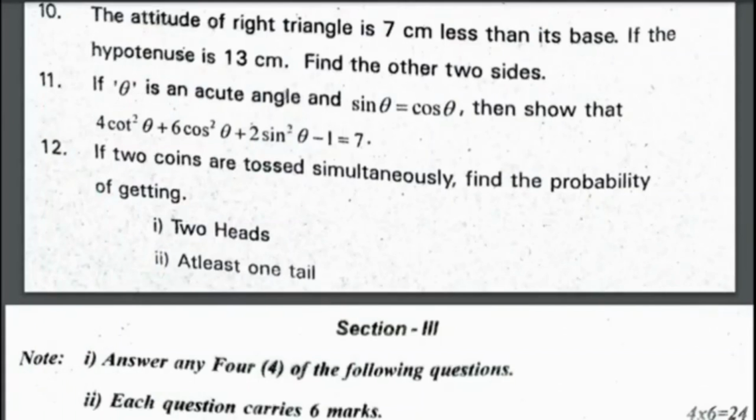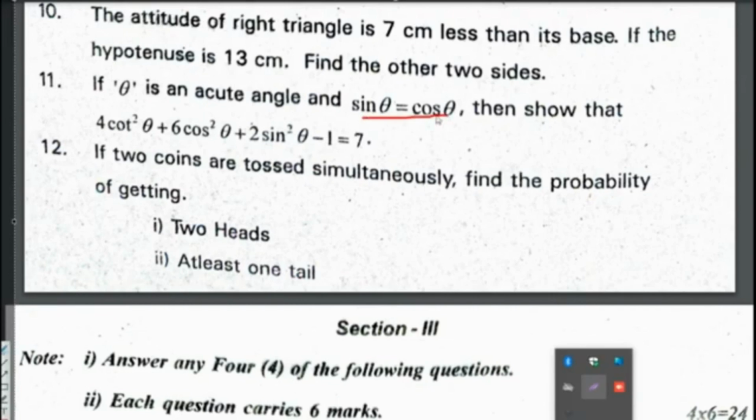If theta is an acute angle and sin theta is equal to cos theta, then show that 4 cot square theta plus 6 cos square theta plus 2 sin square theta minus 1 is equal to 7. As sin theta is equal to cos theta, obviously theta will become 45 degrees. You have to remember this, students. Whenever sin theta and cos theta are equal, then theta will be 45 degrees. Now we will replace theta with 45 degrees on the left side of the equal sign, and we will prove the answer as 7.